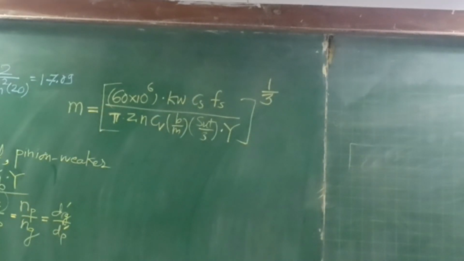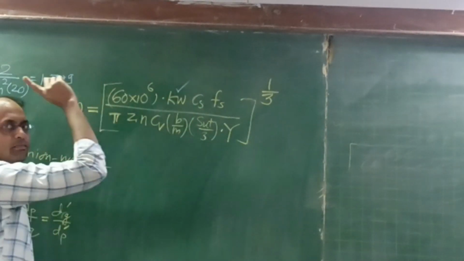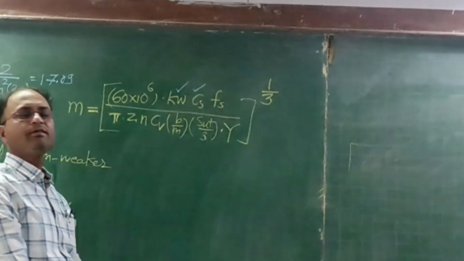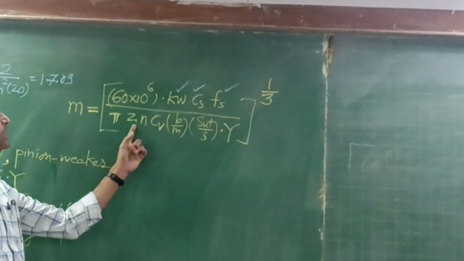There is another equation based on wear strength. Now here we have to design based on beam strength, so we use this. Now, how to tackle this numerical? You can just take whichever is known to you. So tell me which kind of factors are known. Kilowatt, Cs, factor of safety, then Sut, Z.